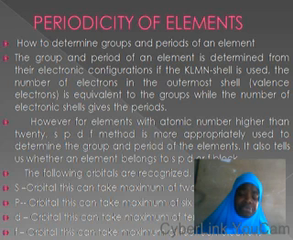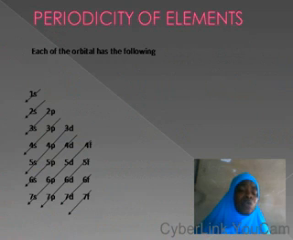Now before I go further, the s orbital will carry a maximum of 2 electrons, p will carry a maximum of 6 electrons, d will carry a maximum of 10 electrons, and the f will carry a maximum of 14 electrons. Now let's look at the way these elements are filled in the energy levels.